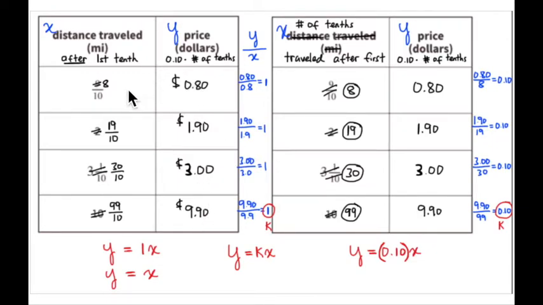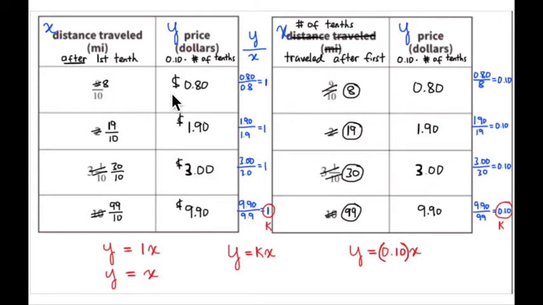So you make that calculation for the constant of proportionality, y divided by x, and you see that it comes out to be a value of 1. So this is 80 cents divided by 8 tenths, that's 1. This is $1.90 divided by 1 and 9 tenths, that's 1. This is $3 divided by 3, that's 1. This is $9.90 divided by 9 and 9 tenths, that is 1. So this constant of proportionality is 1. So y is equal to 1, the constant of proportionality, times x. So that means that y is equal to x. And if you look at it, that's true.